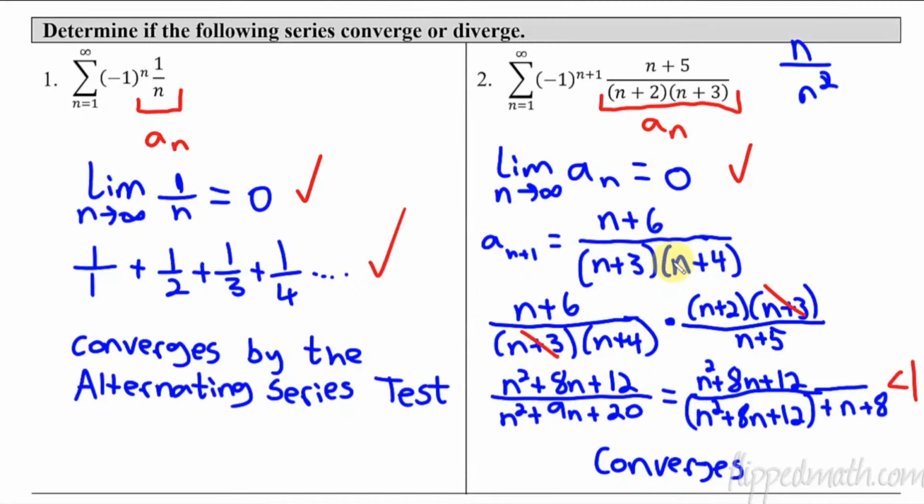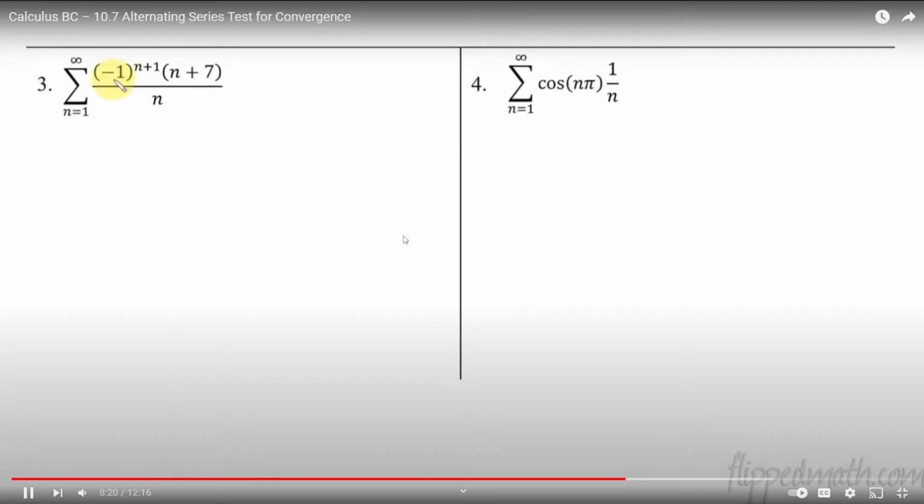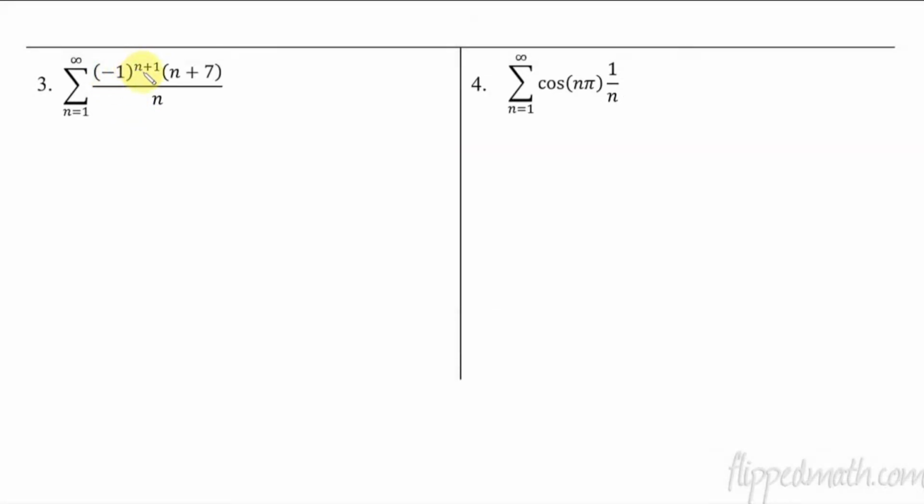Okay, number 3, this here, yes, again, it's alternating, -1 raised to the n plus 1. So now what's my a of n? My a of n, that I'm going to check the limit as n approaches infinity. This one is n plus 7 over n. That was sloppy. Let me clean that up. There, that's better. So now what does this equal? This is equal to 1.